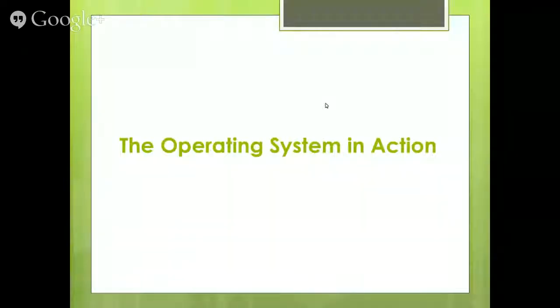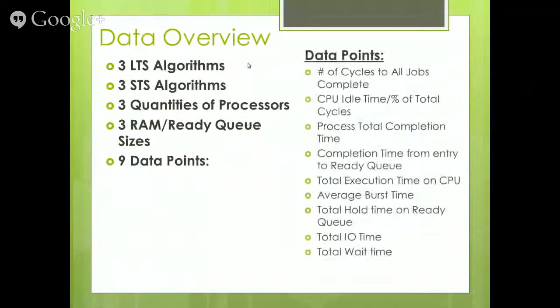the operating system in action. We're going to continue on, and you have some data that we're collecting here. The data points are going to be the long-term scheduler, which has 3 data points, being the 3 different algorithms. There are 3 different short-term scheduler algorithms, 3 quantities of processors, 3 RAM queue sizes, and 9 different data points. All told, not including each job as an individual piece, we have about 729 pieces of data that I can collect and average against.